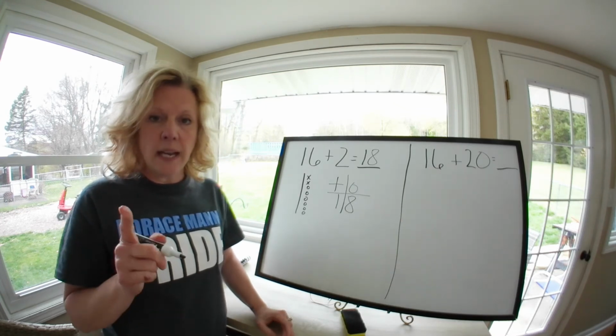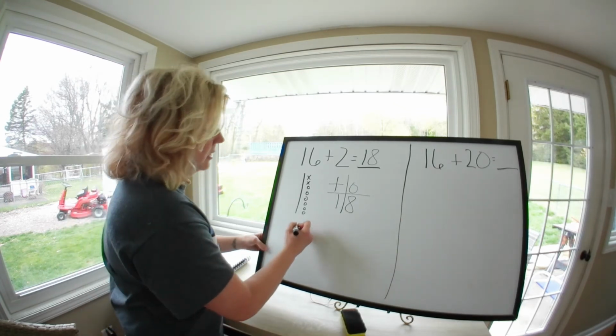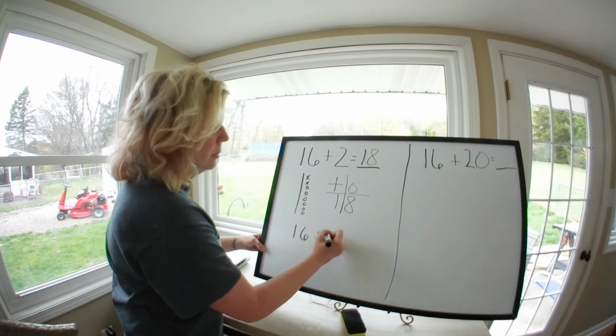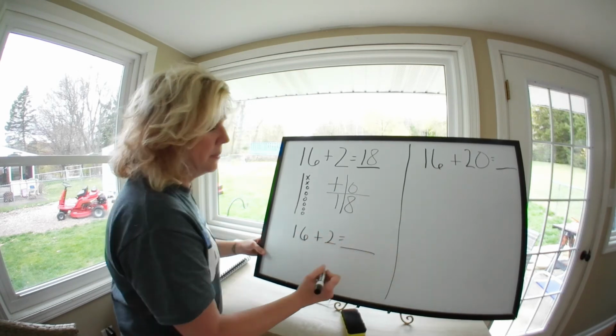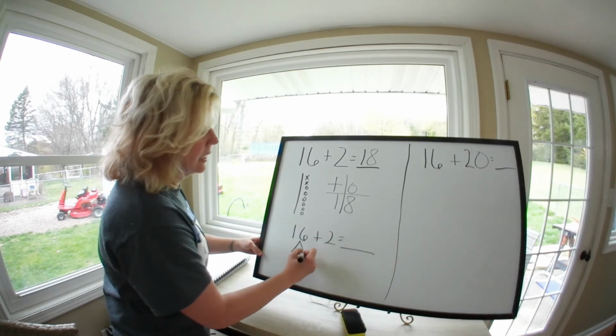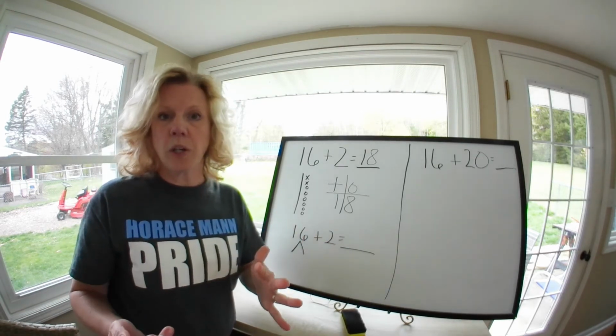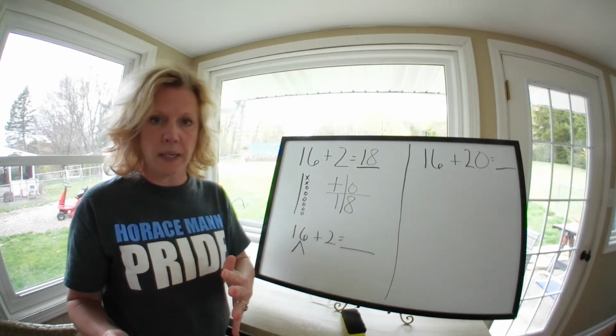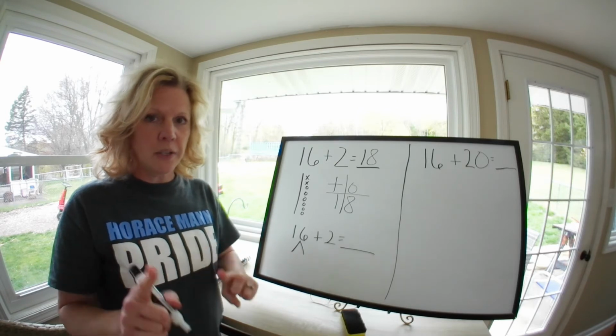Okay? Now, I can also do it like this. I'm just going to bring it down here. 16 plus 2. Watch what I'm going to do. I'm going to break this down into tens and ones. We're going to use the tens and ones way. Okay? Now watch what I'm going to do.